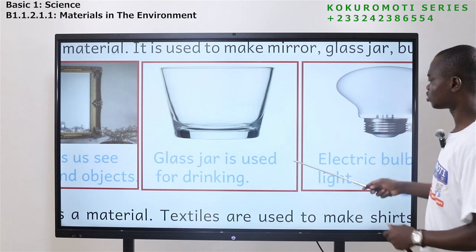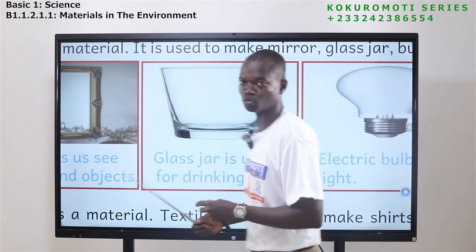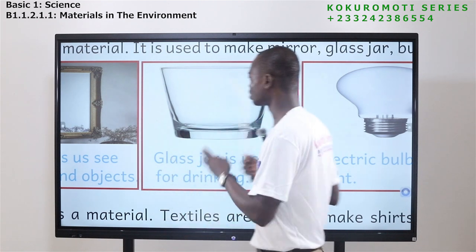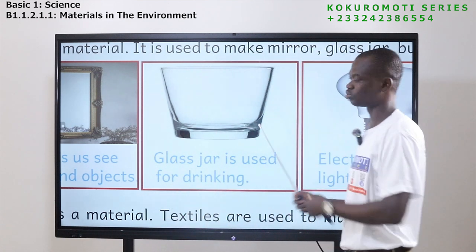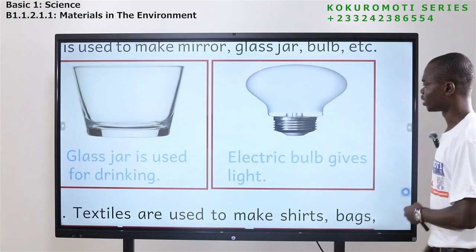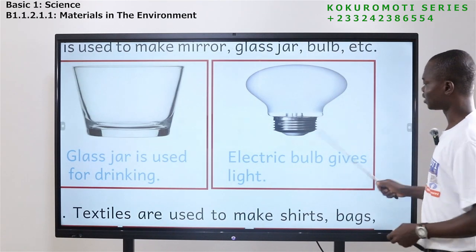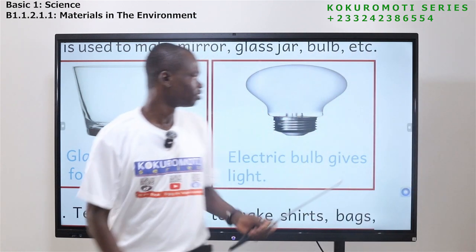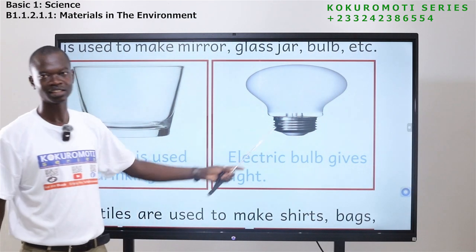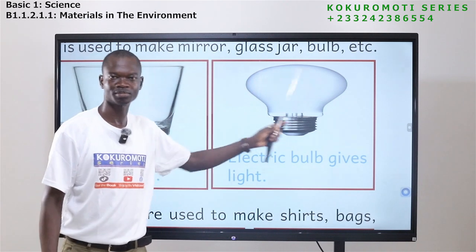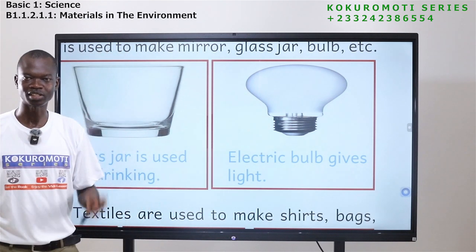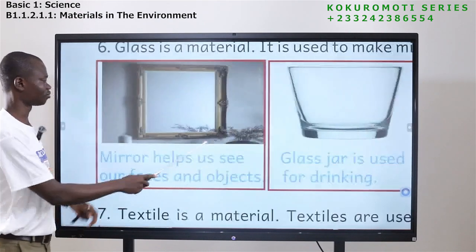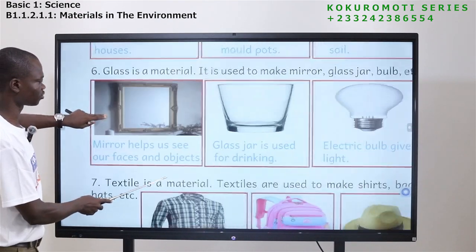Now let's come to this side. We have glass jar which is used for what? Drinking. Yes, if you go to where they sell alcohol and the things, you see mostly they use what? Glass jar to drink. Now we have this electric bulb. So the electric bulb that you have in your room, you see that it is made of what? Glass. Look at this side. It's made of what? Glass. So glass is a material used to make objects like electric bulb, glass jar, mirror, and they are all useful to us.